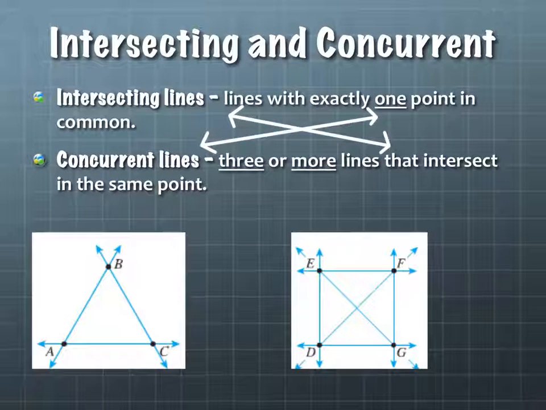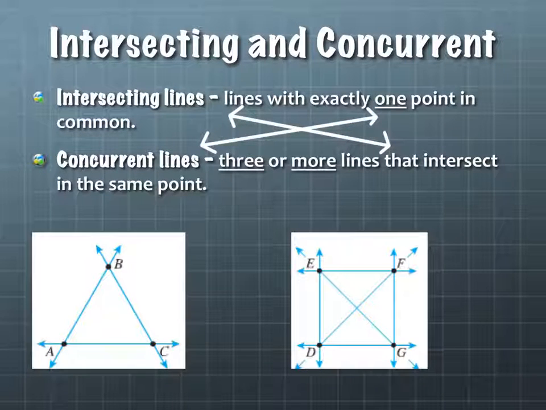So there's two diagrams below here. You can copy them onto your page if you would like. I don't think they're on there yet, are they? No, I didn't think so. All right, so on the left-hand diagram, are there any concurrent lines? No. There are three lines, but they don't all intersect in the same point. So the three lines you see on the left-hand diagram are not concurrent.